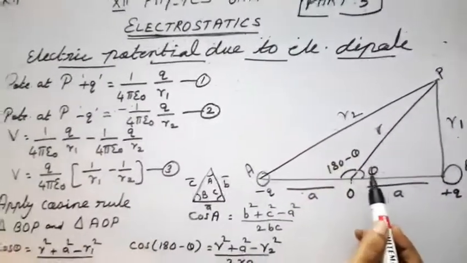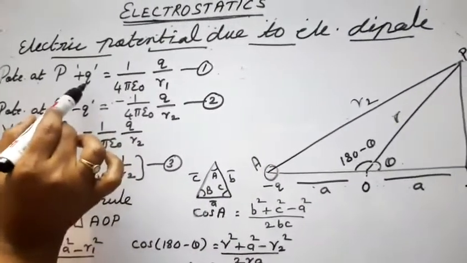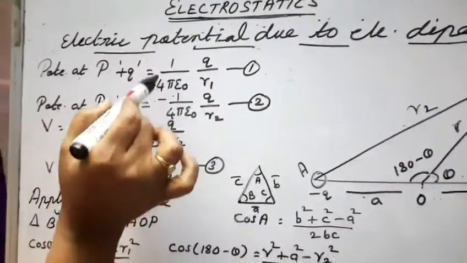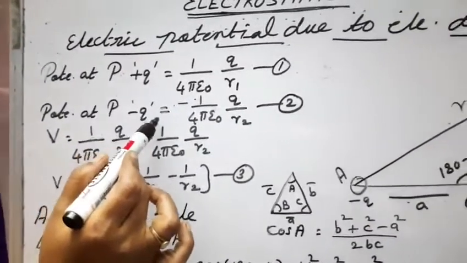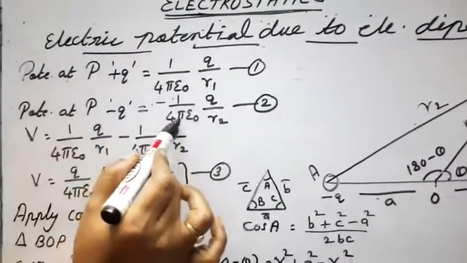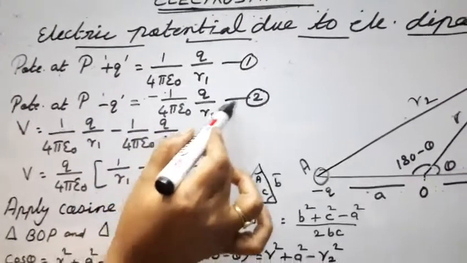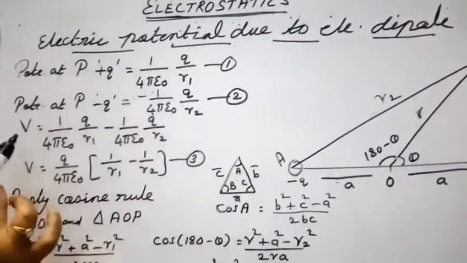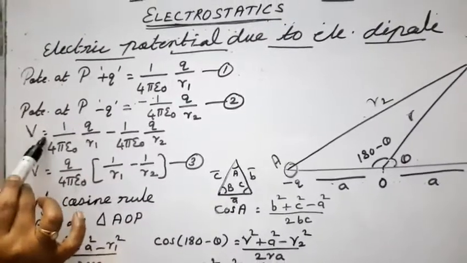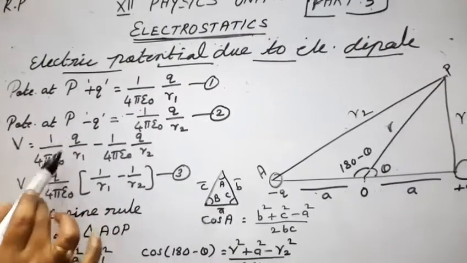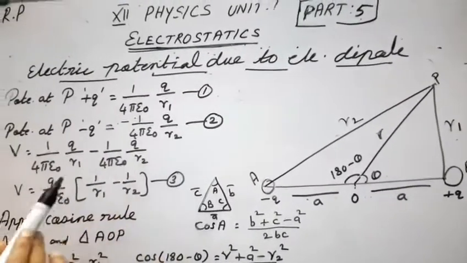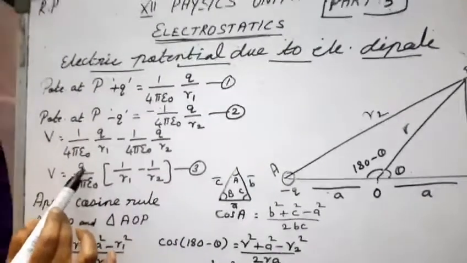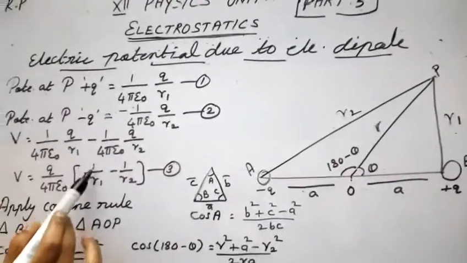Now the potential at point P due to plus q is equal to 1 by 4 pi epsilon naught q divided by R1, equation 1. Next, the potential at P due to minus q charge is equal to minus 1 by 4 pi epsilon naught q divided by R2. This is equation 2. Now the total potential we have to calculate. V is equal to 1 by 4 pi epsilon naught q by R1 minus 1 by 4 pi epsilon naught q by R2. Taking the common factors out, therefore q divided by 4 pi epsilon naught into 1 by R1 minus 1 by R2.